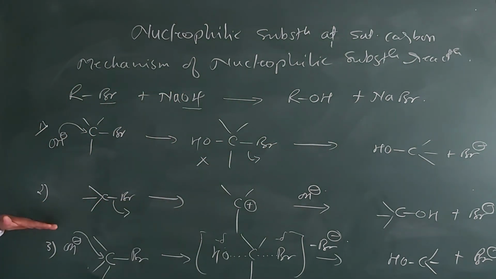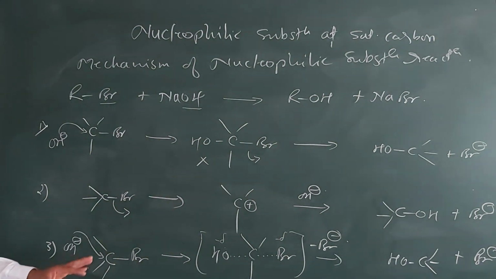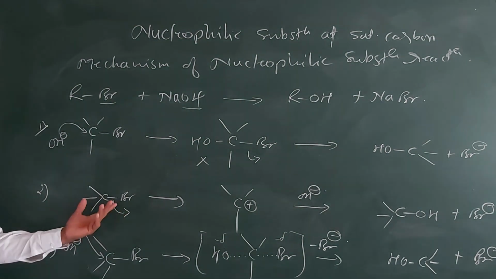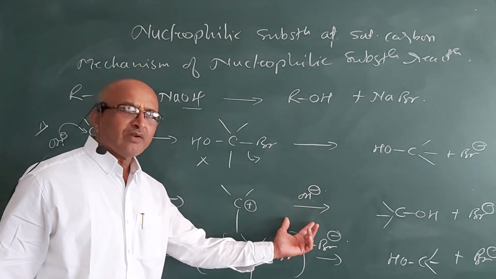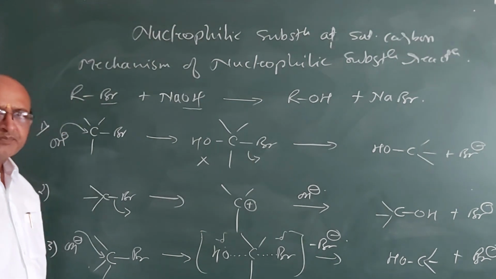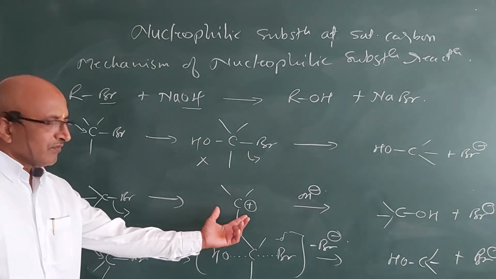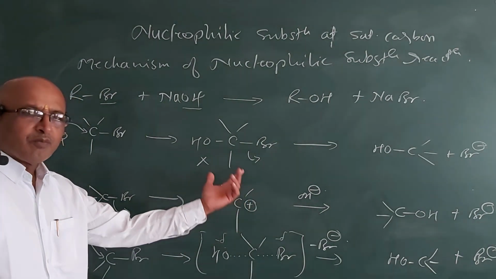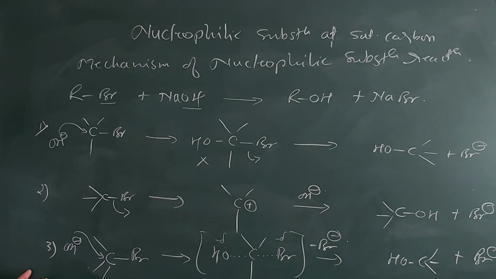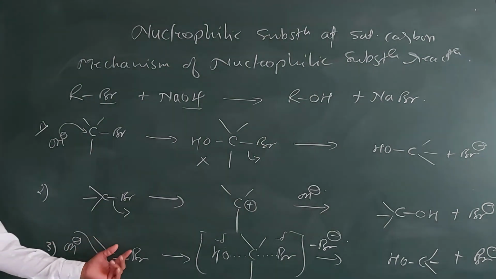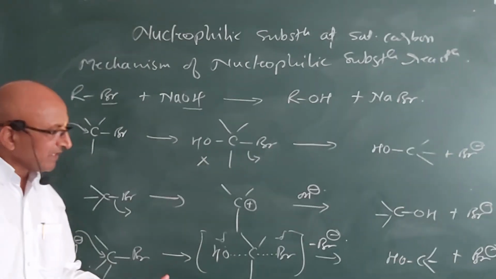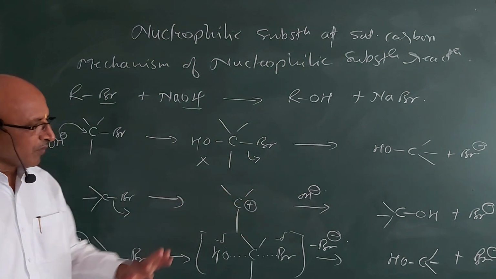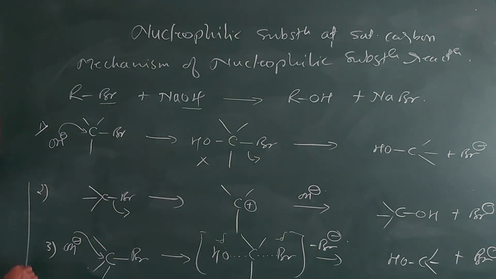Then the second, that the C-Br bond is broken first, is possible. Here you get the formation of a carbocation, then the nucleophile attacks and you get the formation of a product. Here we consider that the carbocation is formed because it must be stable. The third possibility, partial bond formation and partial bond breaking, that is the creation of a transition state, must be taking place, and then you get the product. So these two pathways are possible.